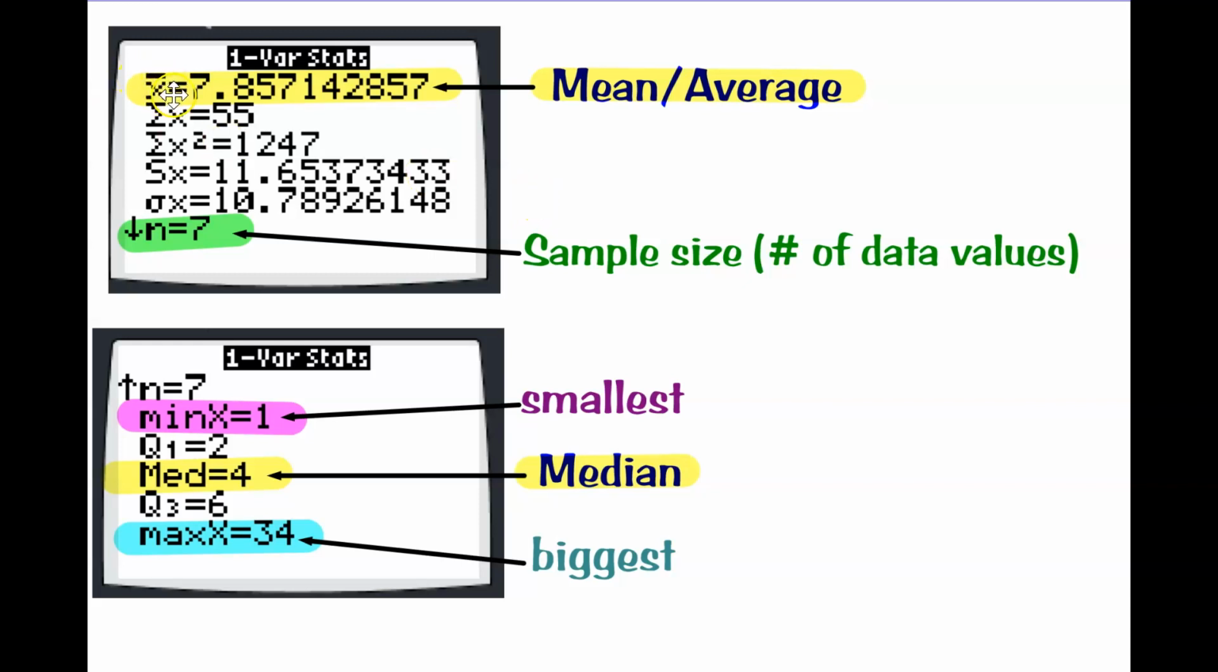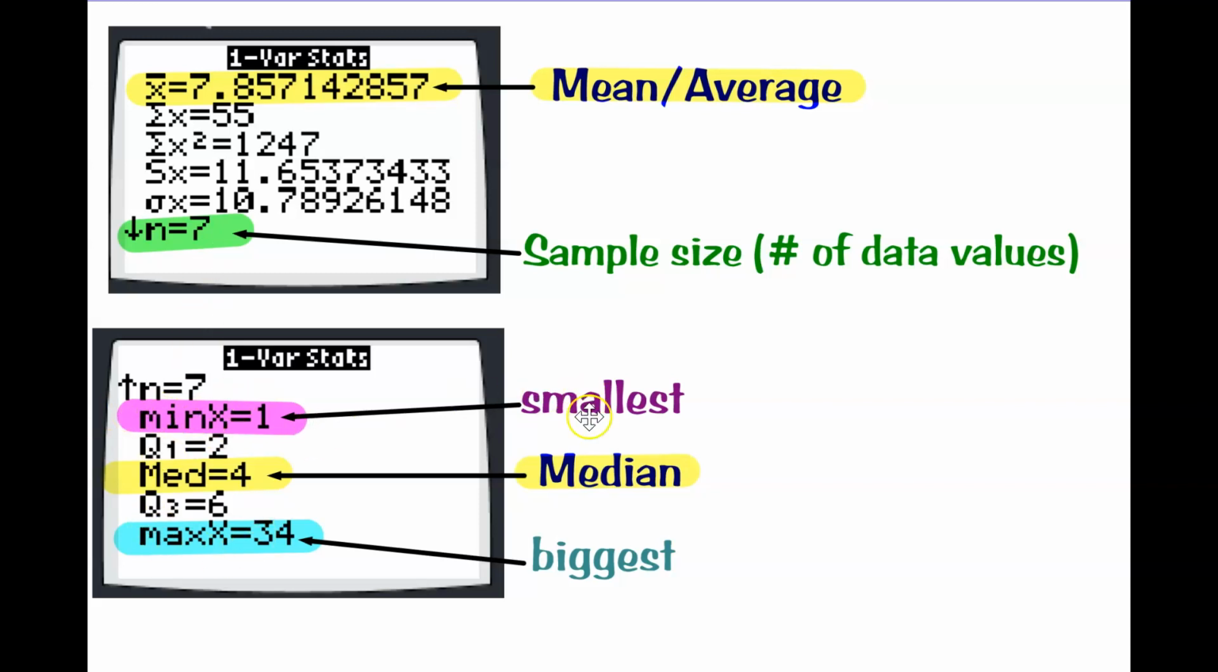X bar, we said, was our average or our mean. So 7.857 and so on is our mean or our average. So X bar is our average. N is our number of data values or our sample size. So 7 people were in this statistical study. So that tells us how many data values we entered.